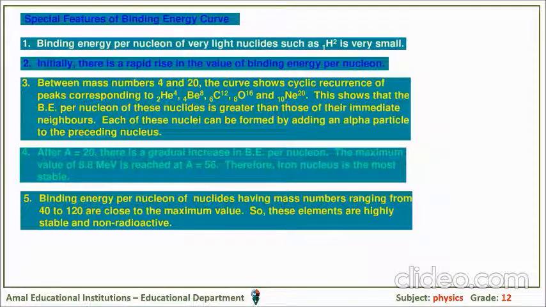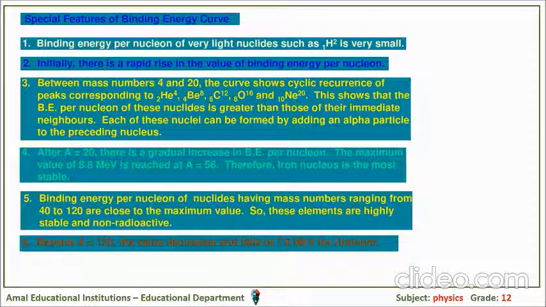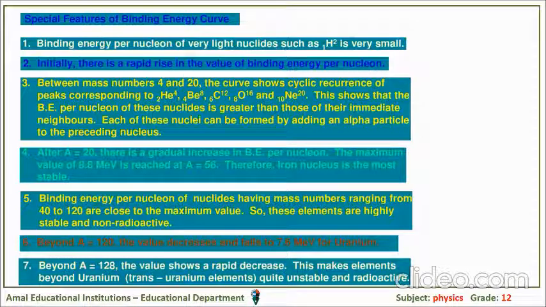The binding energy per nucleon of nuclides having mass numbers ranging from 40 up to 120 is close to the maximum value, so these elements are highly stable and non-radioactive. Beyond A equals 120, the value decreases and falls to 7.6 mega electron volt for uranium. Beyond A equals 238, the values show a rapid decrease. This makes the elements beyond uranium quite unstable and radioactive.